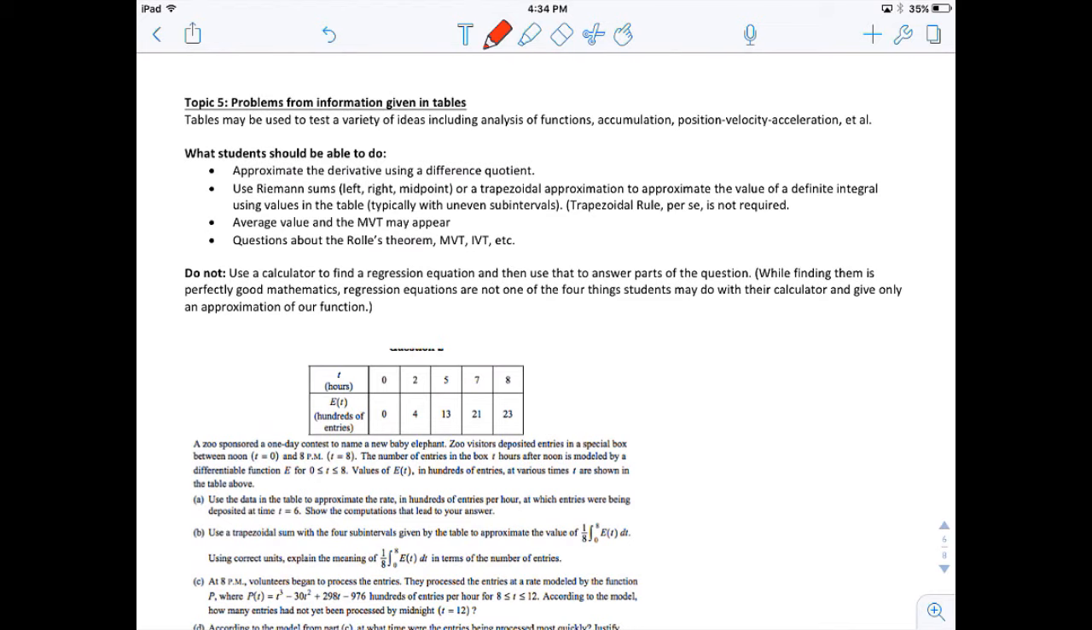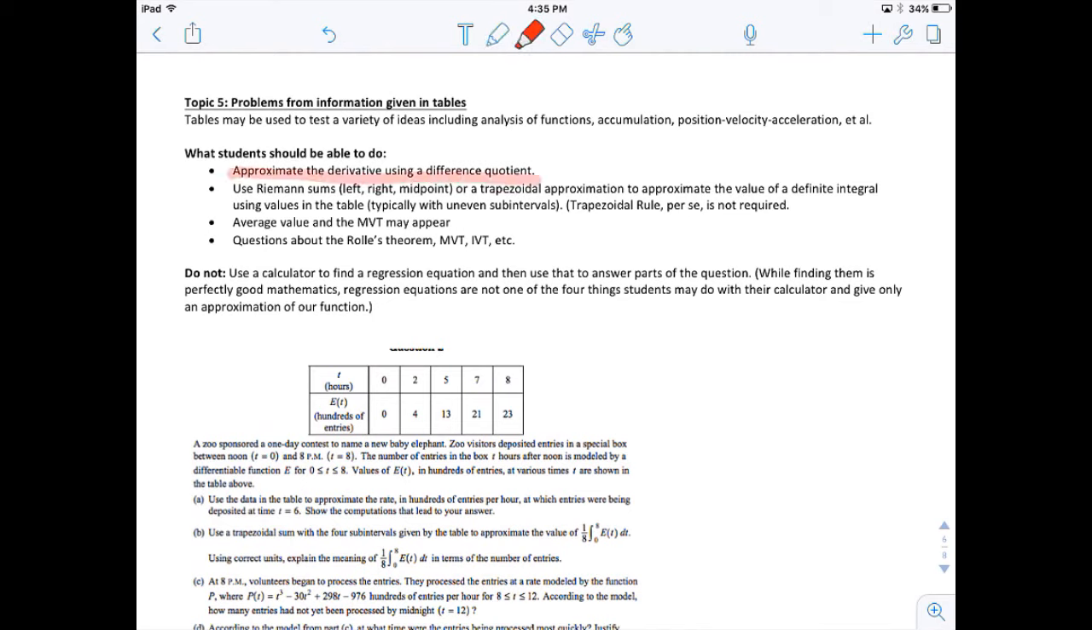So this can be almost any type of question. It can be function analysis, accumulation, position, velocity, acceleration, MVT, IVT. You can get it all in here. So these are ones that are very versatile, and you'll definitely see one. Approximate derivative, right? Find the average rate of change. Riemann sum or trapezoidal sum, average value or MVT, Rolle's, all of those.